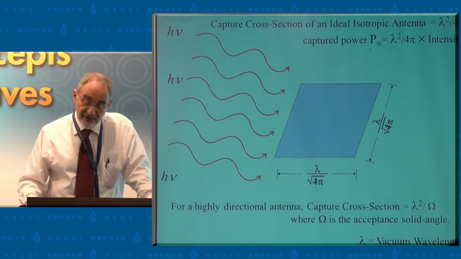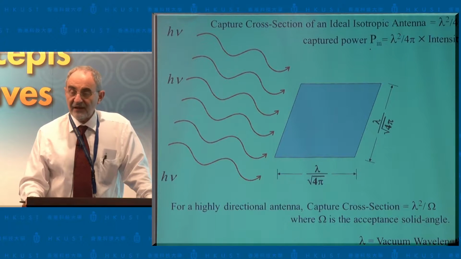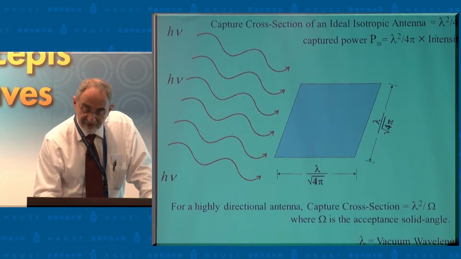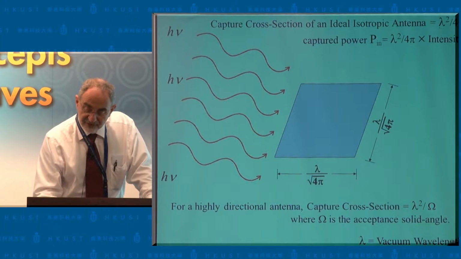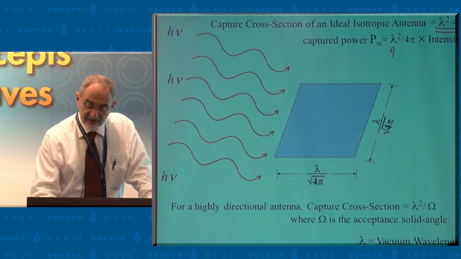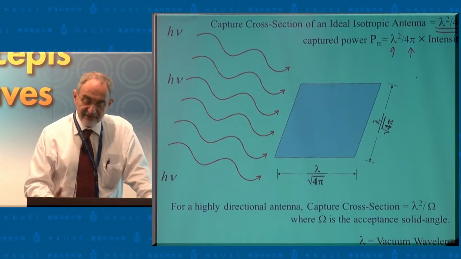So here's a strange property of antennas. All the different kinds, small, big, they all tend to have the same cross-section. So this is the cross-section for capturing power in an antenna. It's the square of the wavelength divided by 4 pi. And this is very universal.